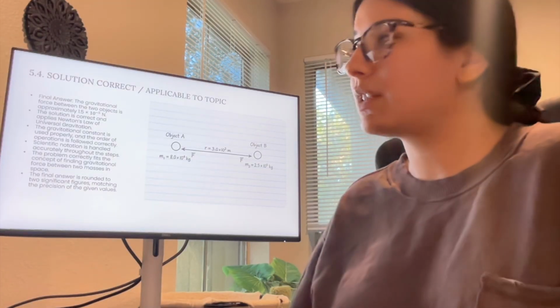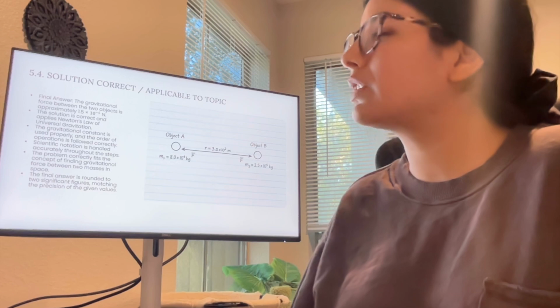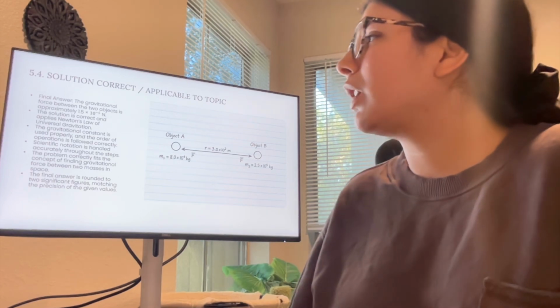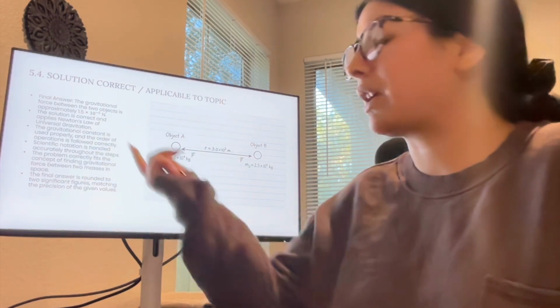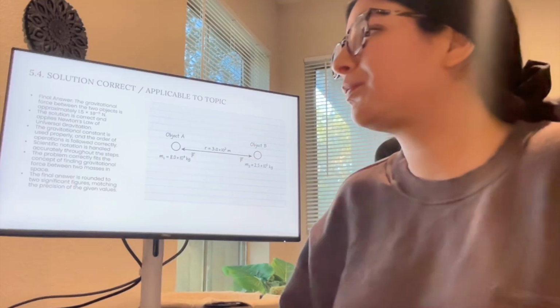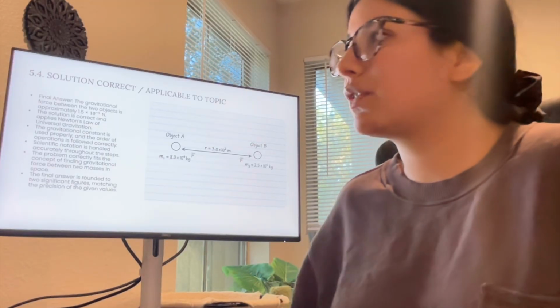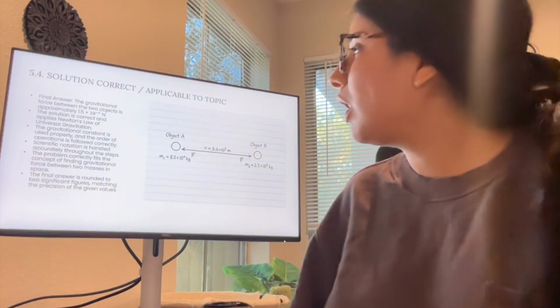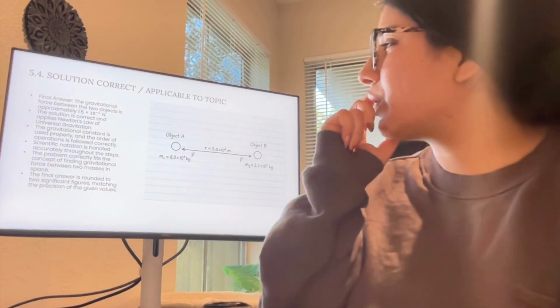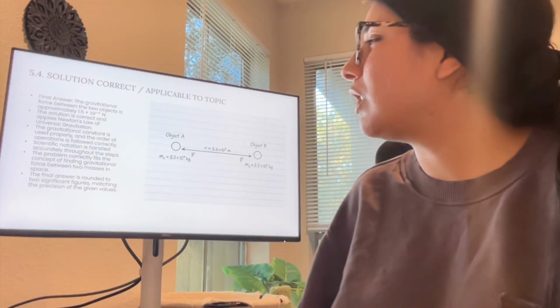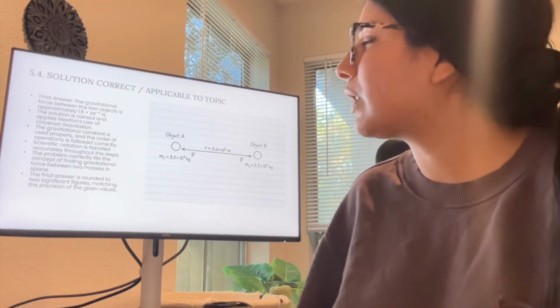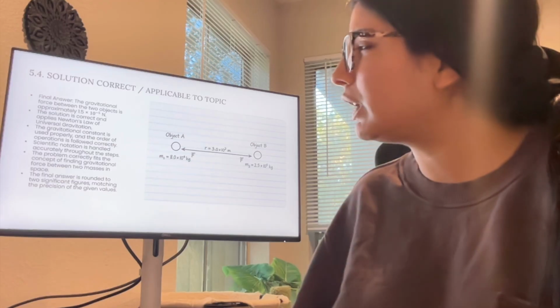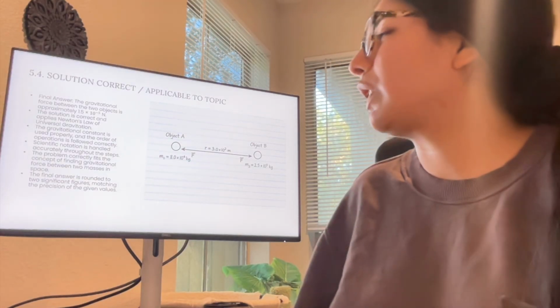The answer makes sense because the force is relatively small, and that is expected for gravity. Gravity is a weak force, so we shouldn't expect a large number. And the solution is correct and applies Newton's law of universal gravitation. The gravitational constant is used properly, and the order of operations is followed correctly.